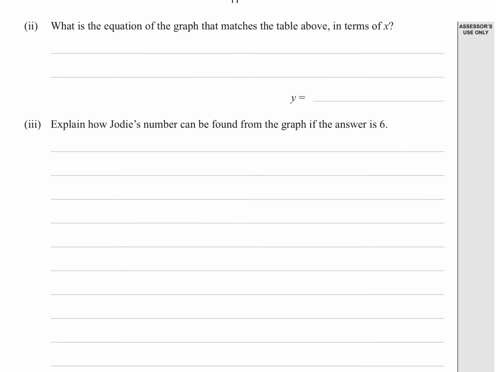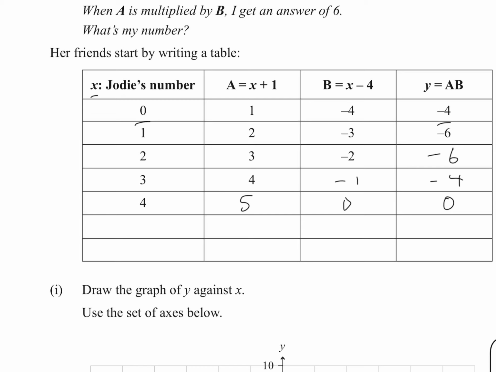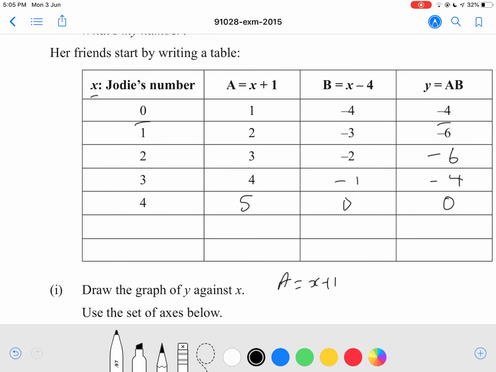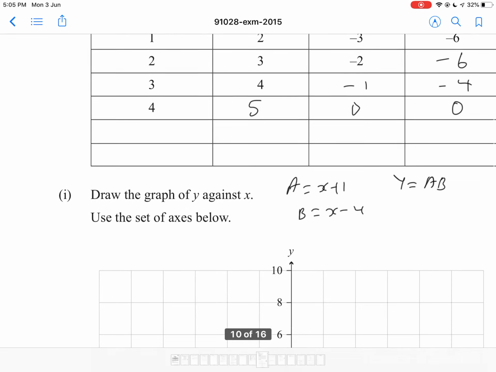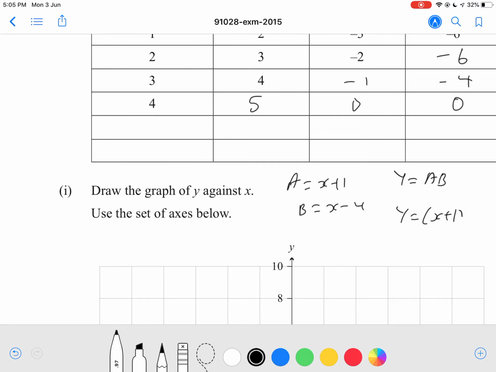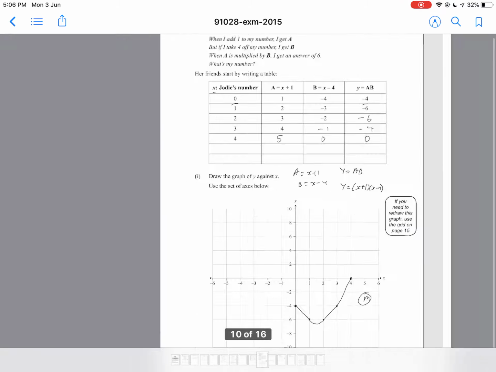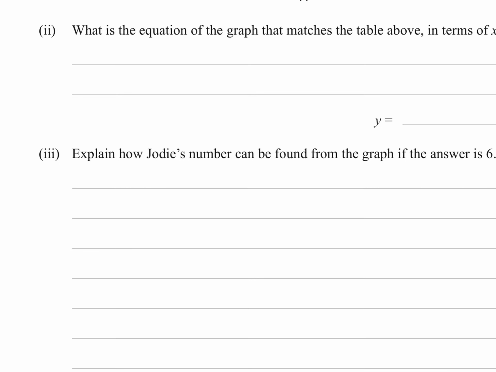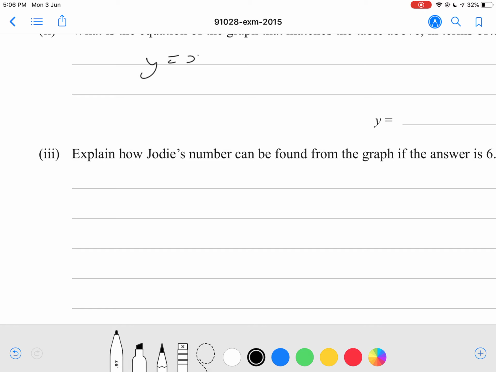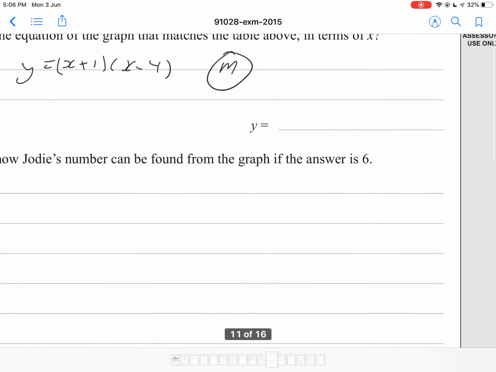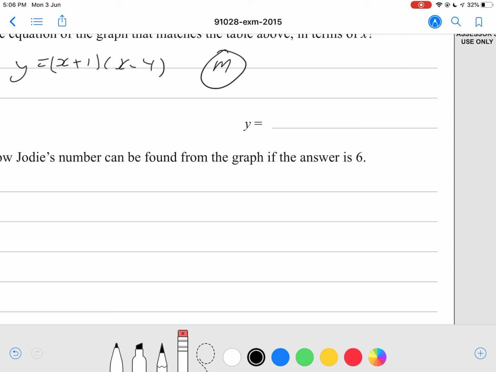What is the equation of the graph that matches the tables above in terms of x? Okay, so basically, a equals x plus 1 and b equals x minus 4, y equals a times b, so therefore y equals x plus 1 multiplied by x minus 4. That's our answer here. Okay, and that'll get you a merit grade actually, and merit's the only grade you can get. So I just write here, y equals x plus 1, x minus 4.